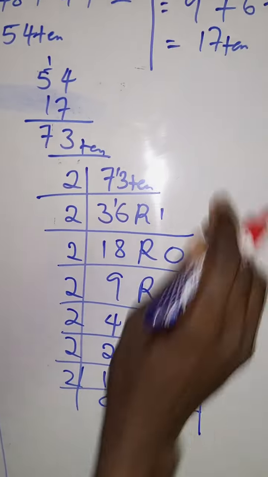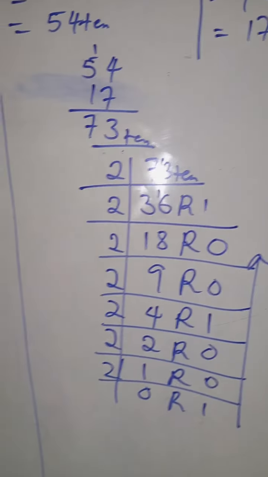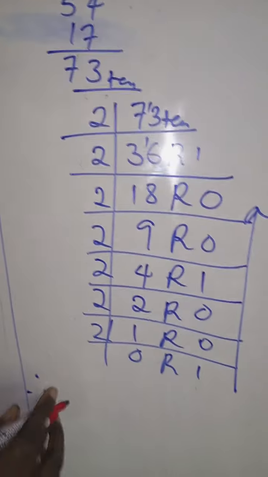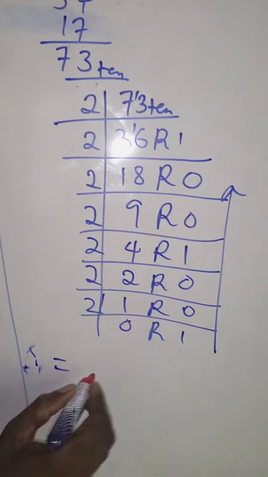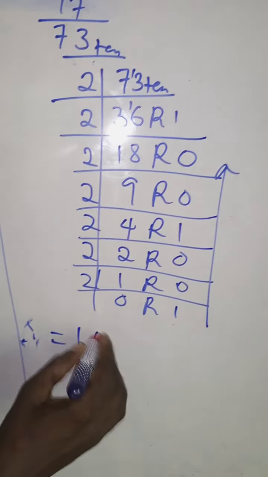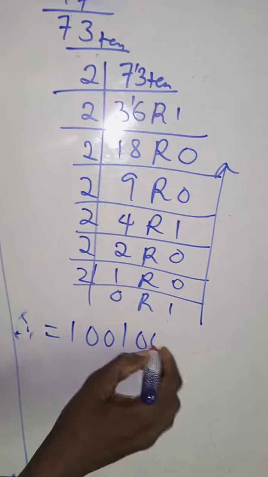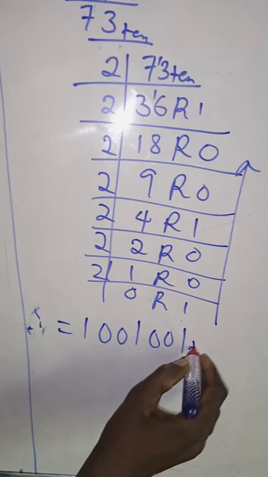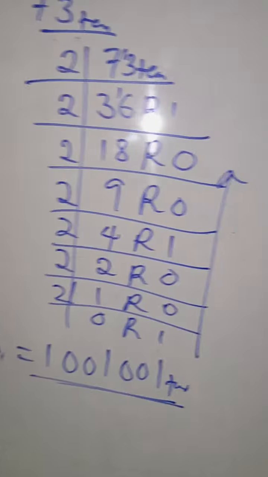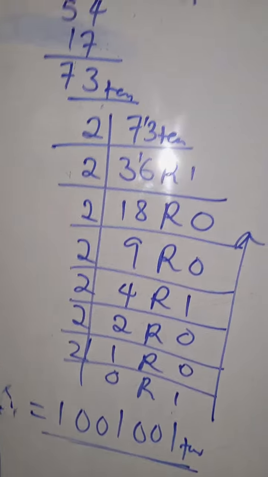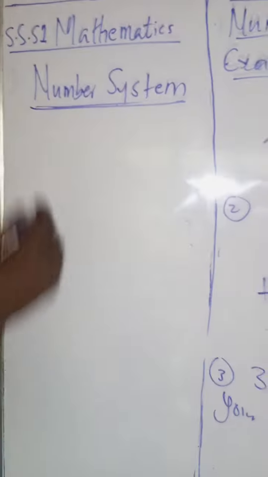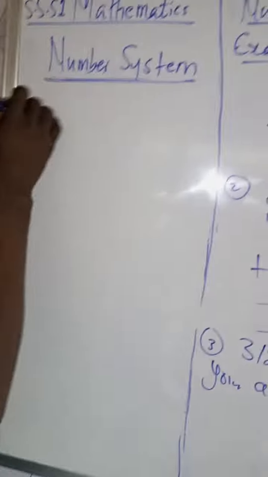Then we write it upward. That's our normal thing. So therefore, I have my final answer to be 1, 0, 0, 1, 0, 0, 1 base 2 finally. So this is addition. Let's continue. Let's proceed to subtraction.